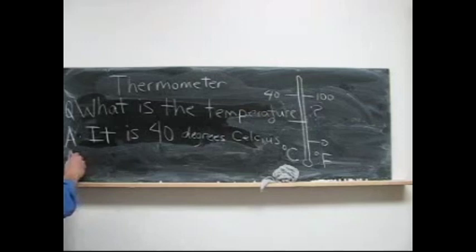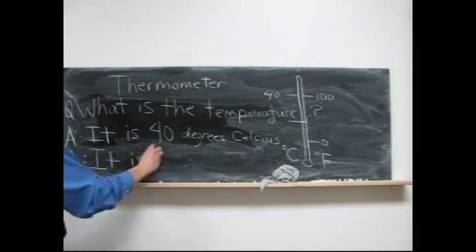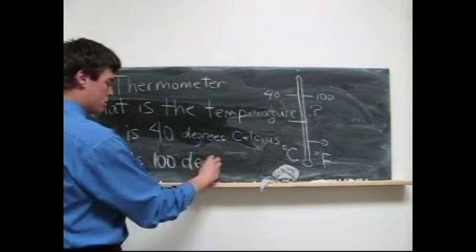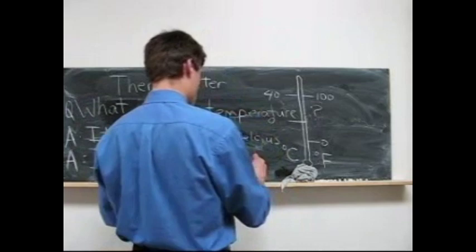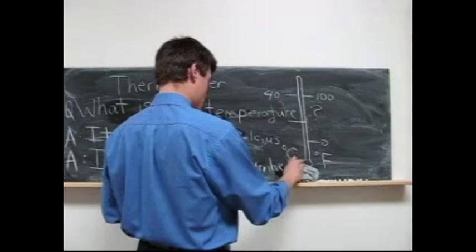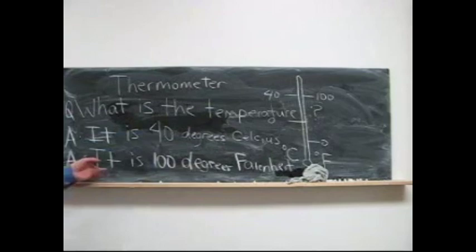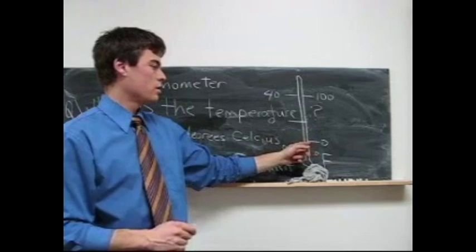It is 100 degrees Fahrenheit. It is 40 degrees Celsius. It is 100 degrees Fahrenheit. Now, what if it's here? What if it's at 0? 0 Fahrenheit. Right? This is 0 Celsius. 0 Fahrenheit.